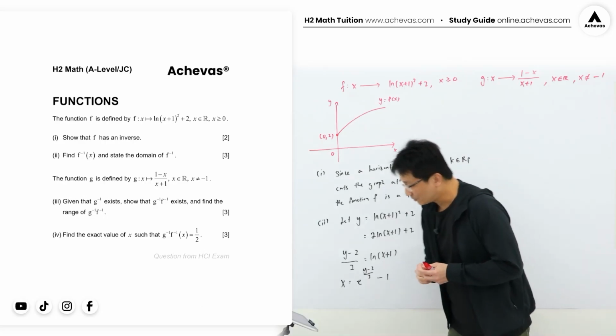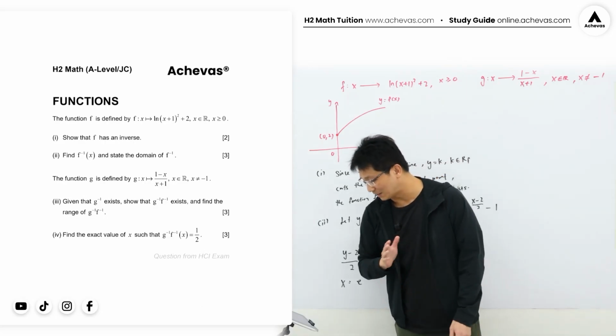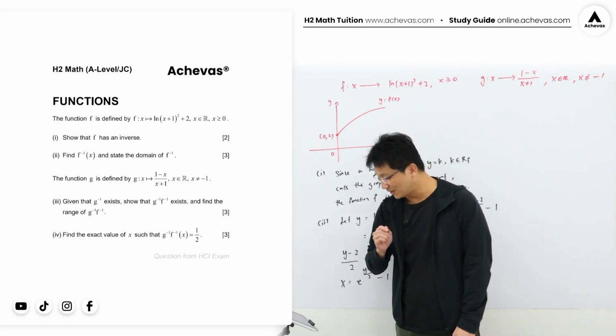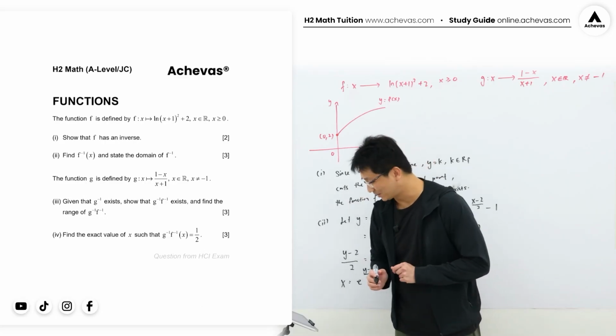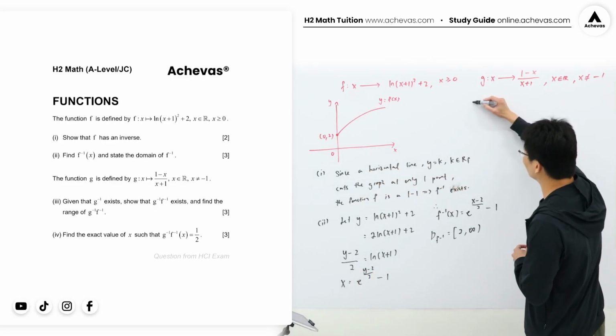Right, so for part 3 of this question, we are given that our g inverse exists already, and we are supposed to show that g inverse f inverse exists, and find the range of g inverse f inverse. We are going to write down the criteria for g inverse f inverse to exist first.